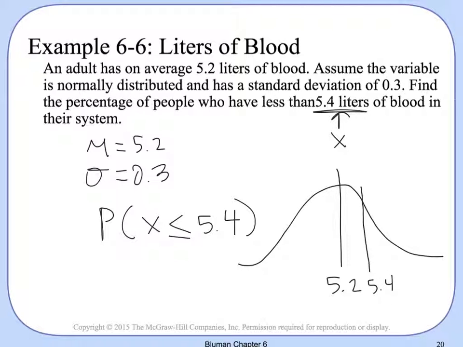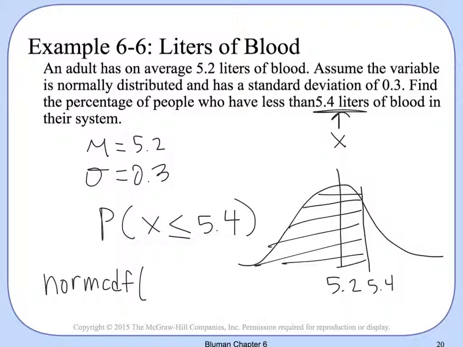And I want the area, the probability, or the percent of people that have less than 5.4. Now, this is not an inverse norm one, because we're not trying to find the value. We're actually trying to find the area, the probability. So we're back to just plain old norm CDF.